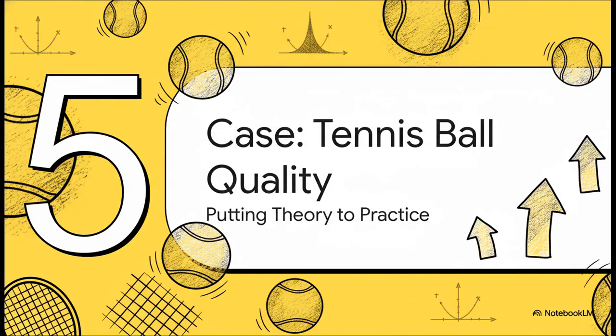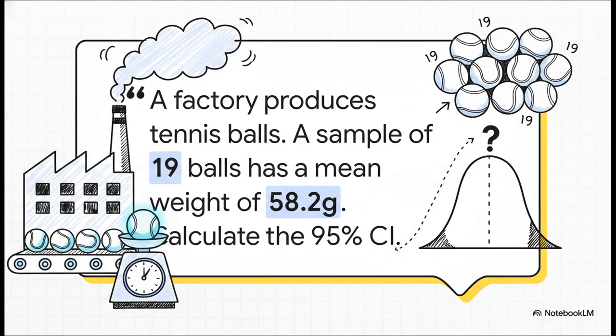Okay, theory is great, but let's get our hands dirty and make this real. It's time to put all these pieces together and walk through a case study from start to finish. So, here's our situation. A factory is pumping out tennis balls, and they need to know the true average weight of all their balls. Obviously, they can't weigh every single one, so they grab a small sample of 19 balls. The average weight of that little group is 58.2 grams. The big question is, based on just these 19 balls, what can they say about all the others? And they want to be 95% confident in their final answer.